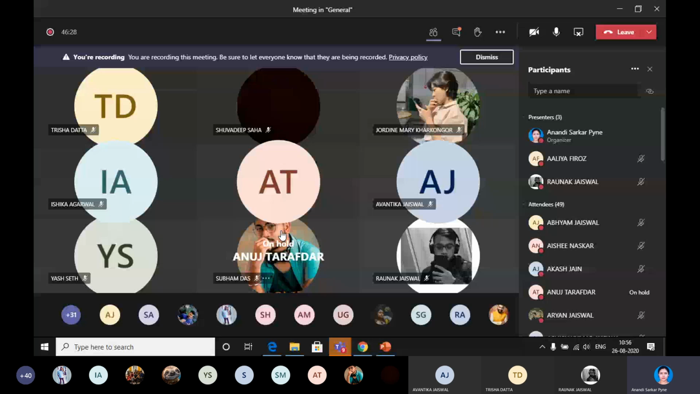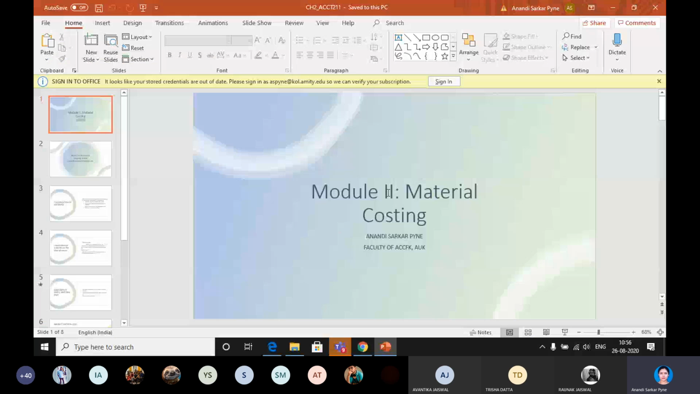Today's class is almost over. I cannot start the class today, but from the next class, we will start with module 2, that is material costing. Material costing covers a good amount of weightage as per the syllabus. So in material costing, we will cover books of accounts leading to classification of materials. I'm just going through the theoretical portions very fast.